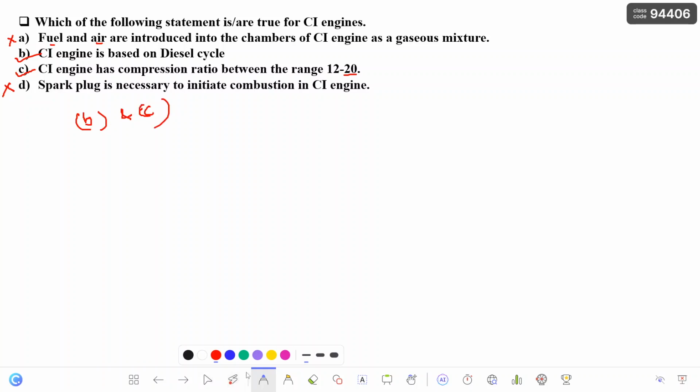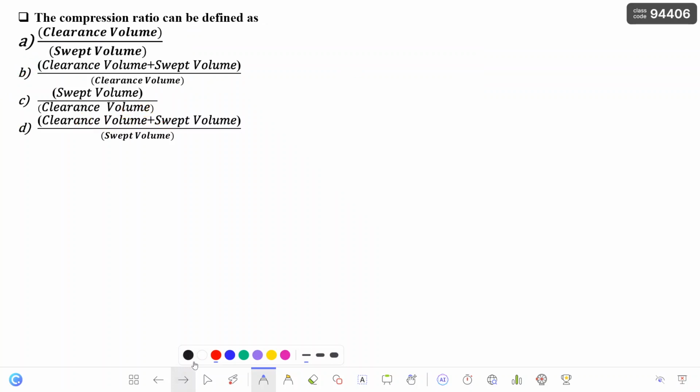Okay. I think we have already covered everything here, so we'll not go into details. We'll move to the next question. What can the compression ratio be defined as? A. Clearance volume by swept volume. B. Clearance volume plus swept volume by clearance volume. C. Swept volume by clearance volume. Or D. Clearance plus swept by swept. Option B, sir. Option B is the correct answer.